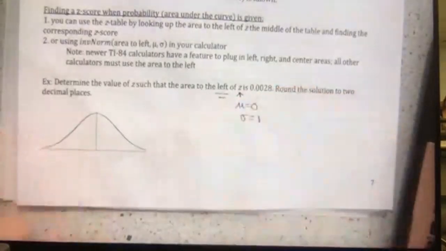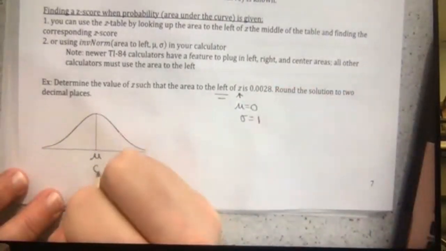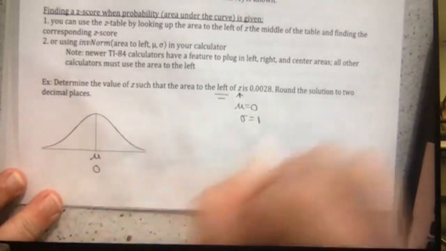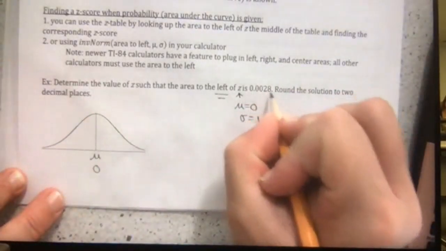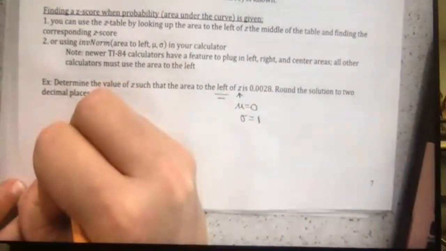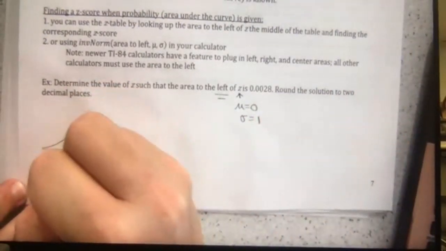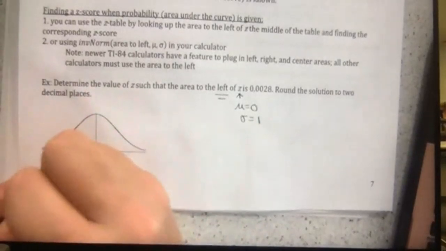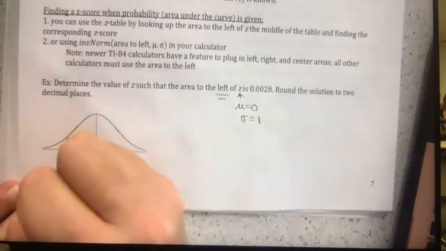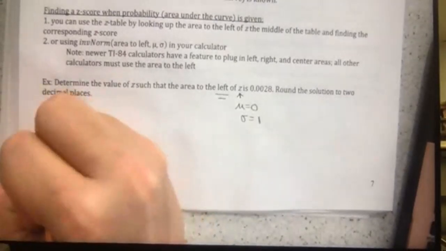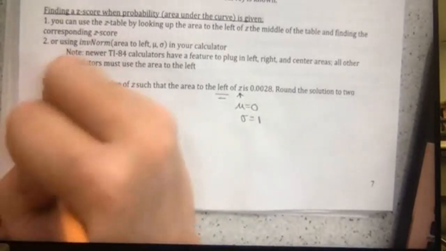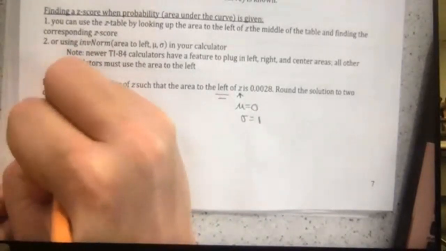It also says the area to the left. So in the middle is our mean, which is 0. And the area to the left is 0.0028, which is really small. So if the area to the left is really small, that means the Z value should be somewhere over here on the left-hand side of our mean. So this is telling us that our Z value should be negative. So this shaded area to the left is really small. That shaded area is 0.0028.